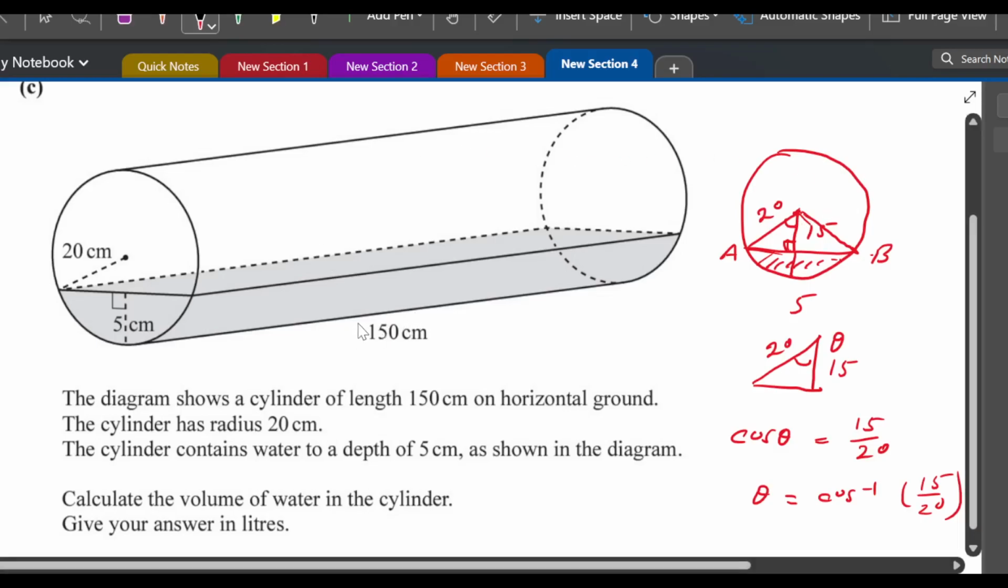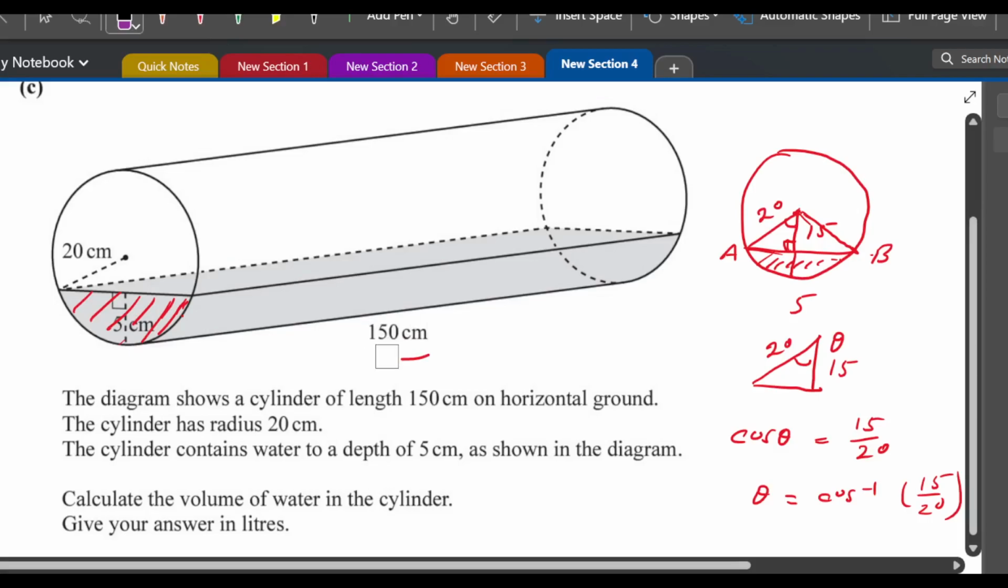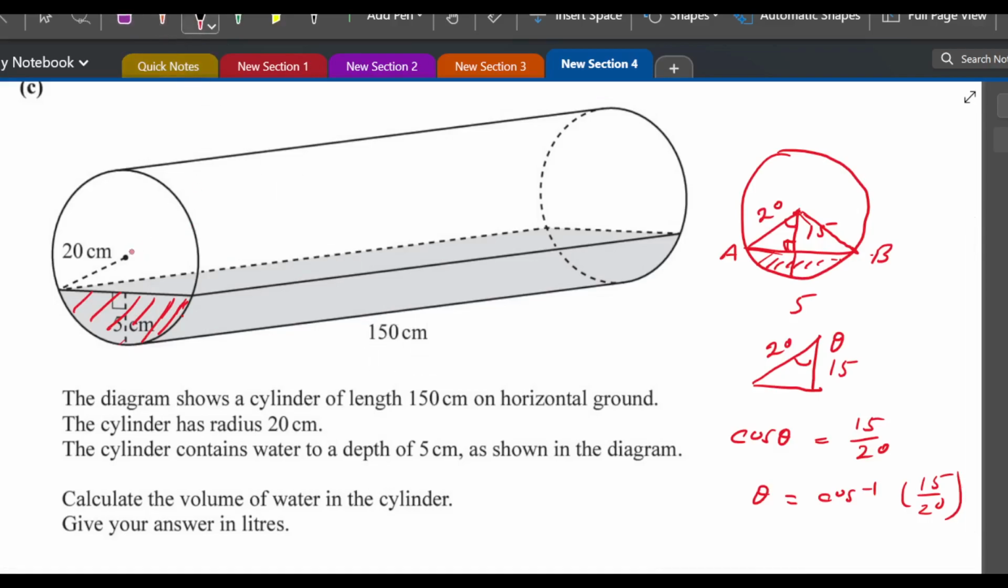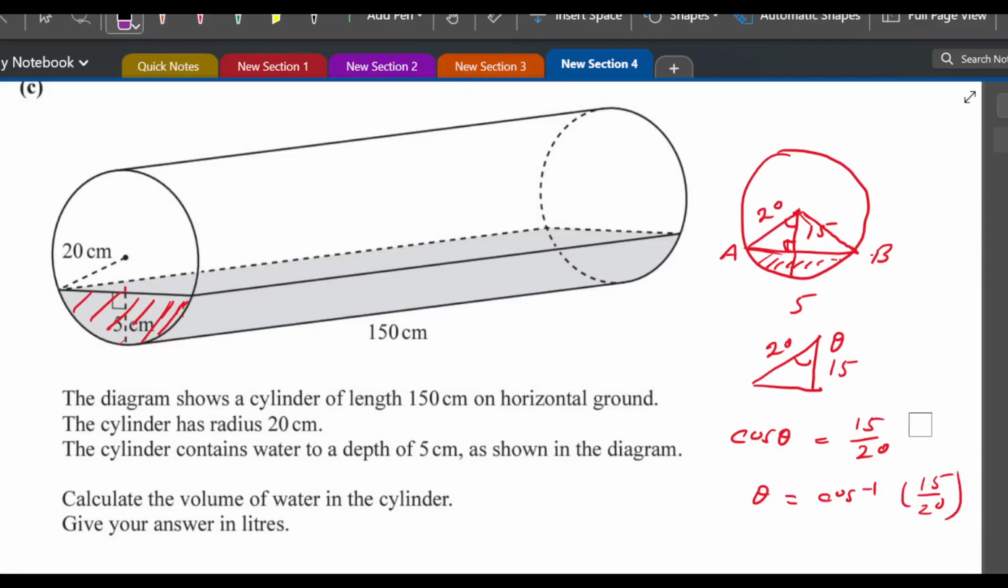I'm finding the area of this bottom part, this shaded part. Yes, by 150. Yes, that is your length. Okay. So for that, first I want this angle at the center. If I join with this center, I get half of the angle. Now I want this full angle, which is 2 theta. Theta already I got it. It's cos inverse 15 by 20.